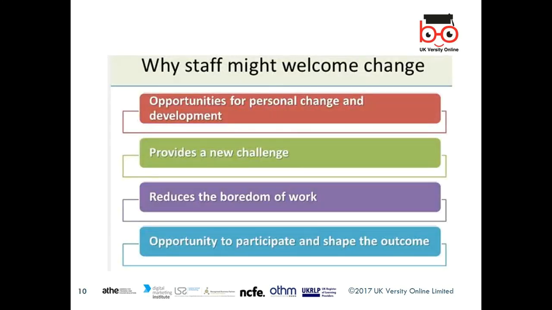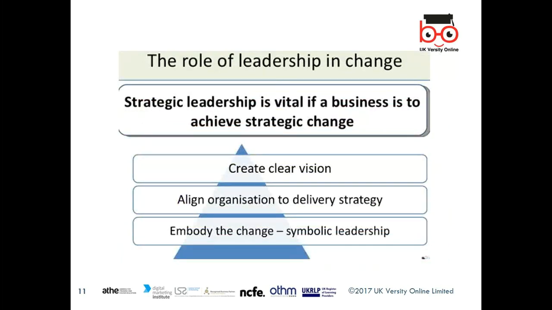So why might staff welcome the change? Sometimes people hate change, but sometimes people accept it because they see an opportunity for personal change and development, a new challenge, reduced boredom at work, and the opportunity to participate and shape the outcome. So all this shows the key role of leadership.